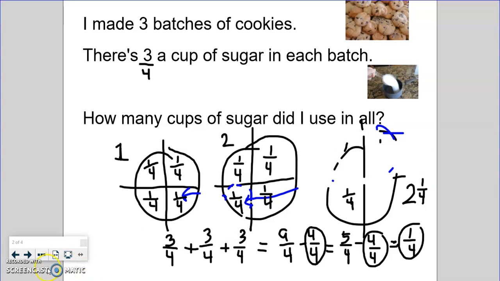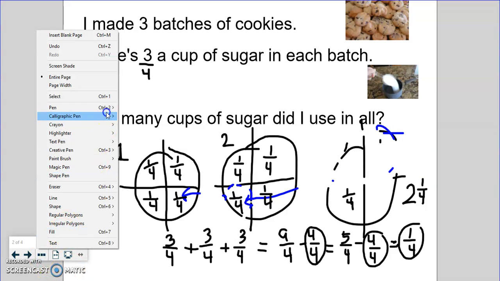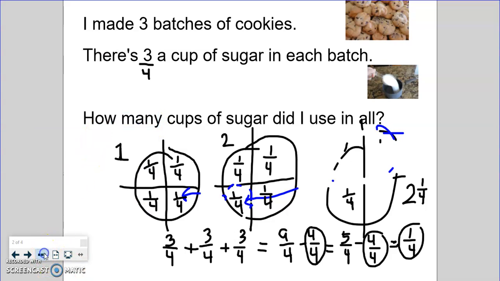Okay, now what you have, and just a regular pen, is you have 1/4 left over. So you have 1 whole, 2 wholes, and 1/4 left over. So your answer is still 2 and 1/4. So those are 2 different ways you can get your answer.